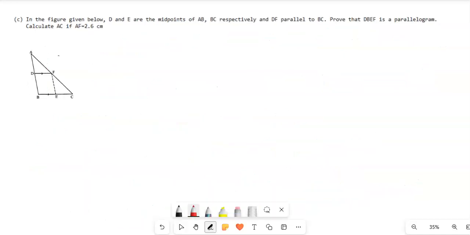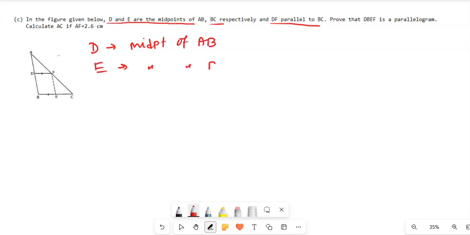Now come to the next problem. In this problem, it is given that D and E are midpoints of AB and BC respectively, and DF is parallel to BC. So D is midpoint of AB, E is midpoint of BC, and DF parallel to BC. We have to prove that DFEB is a parallelogram.